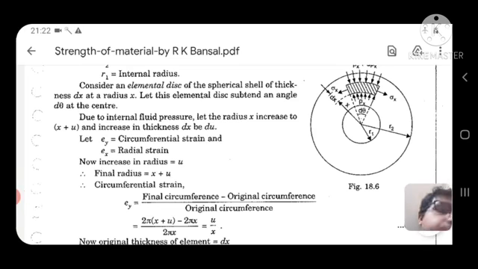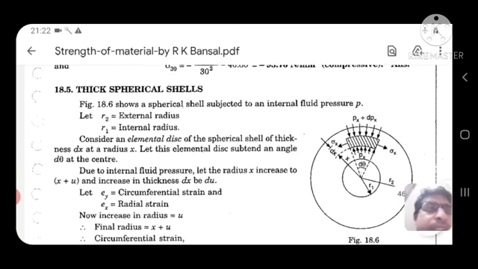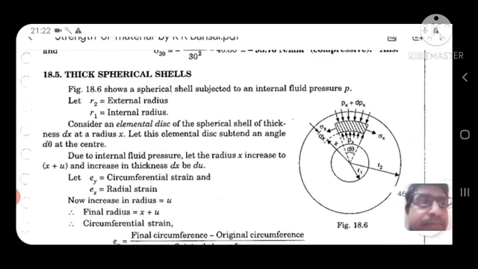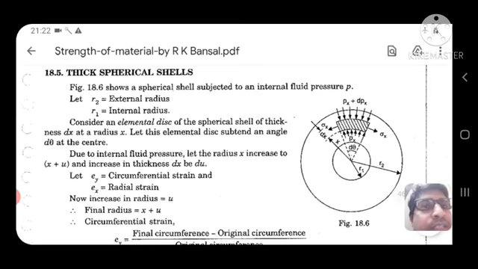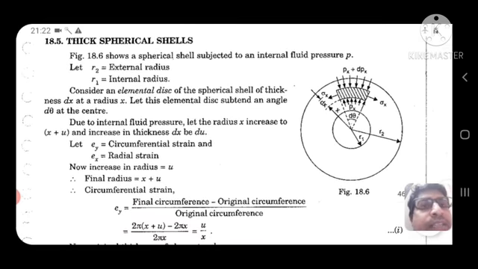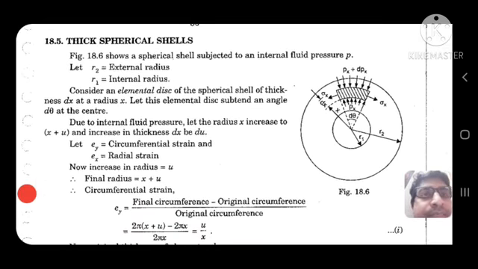Today I am discussing about thick spherical shell. This figure shows the spherical shell subjected to an internal fluid pressure P. R2 is the external radius and R1 is the internal radius.